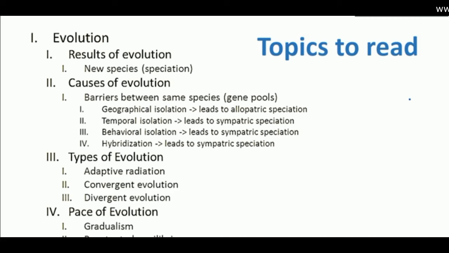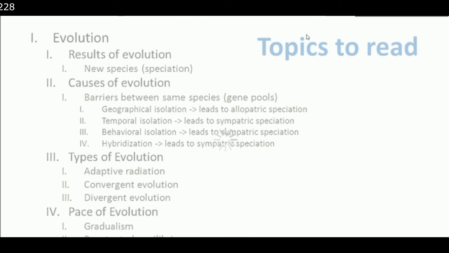Now let's move on and talk about organic evolution in detail. We can divide it into the results of evolution, like new species formation. We'll talk about the causes of evolution. We'll talk about the types of evolution, meaning adaptive radiation, convergent evolution, divergent evolution, and parallel evolution. We will talk about the pace of evolution, explaining gradualism and punctuated equilibrium, which are the models of evolution.